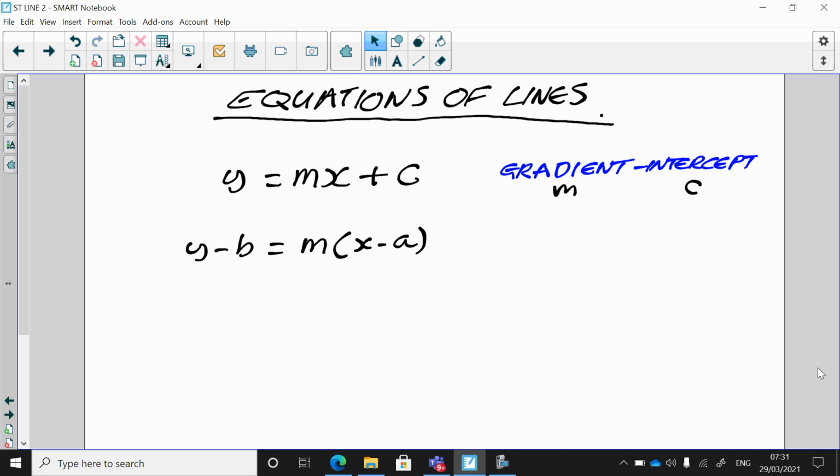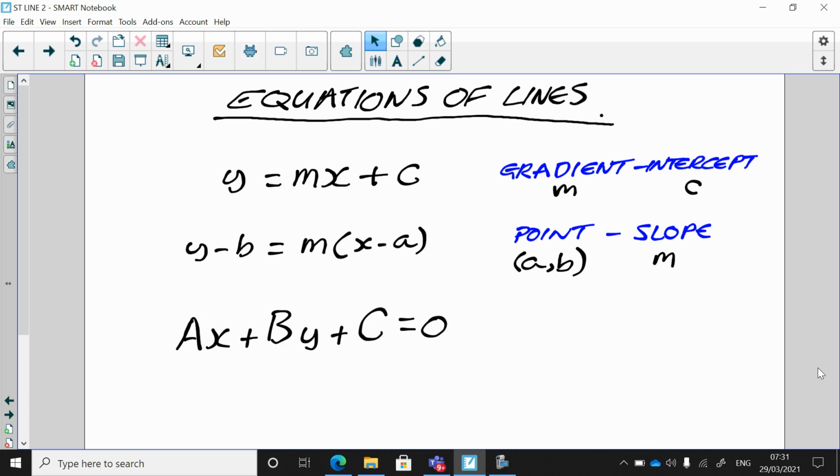Another form that you may have seen, y take away b equals m times x take away a, all in a bracket there. So a and b represent a single point, and then m is the gradient. Sometimes they call that the point slope form. That would be the information you would need in order to use that one.